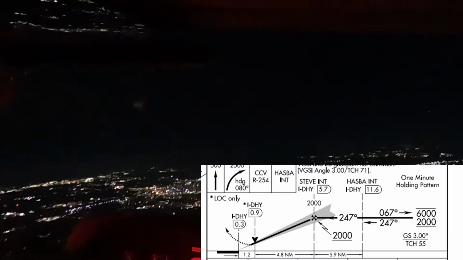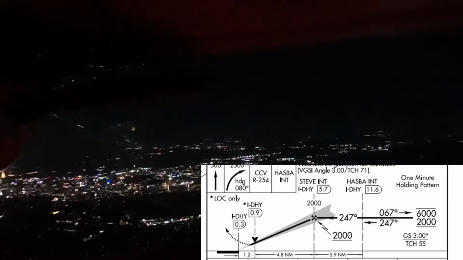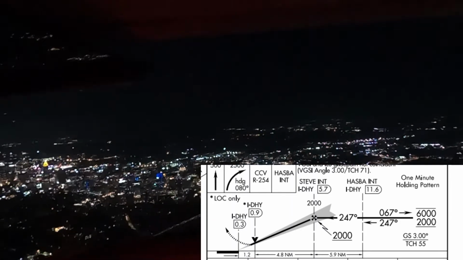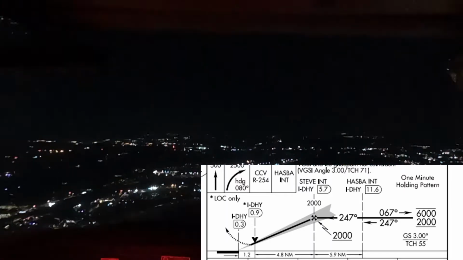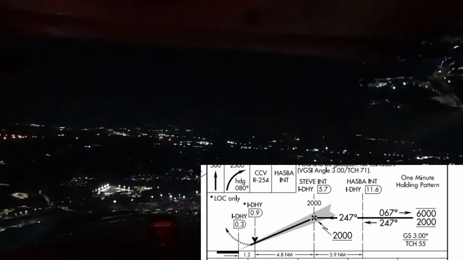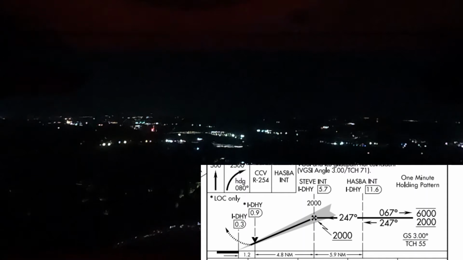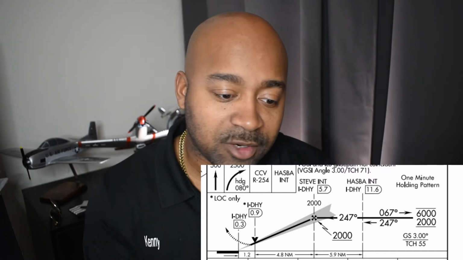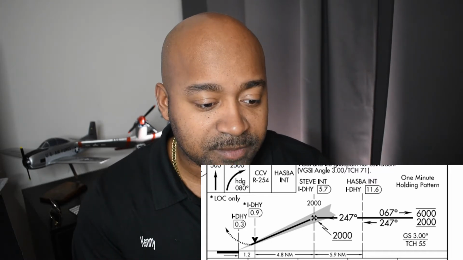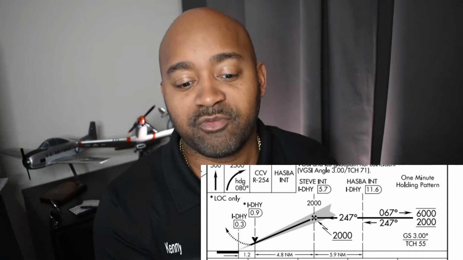In the profile view, it shows the different altitude restrictions coming in at 247. You have to be between 2,000 and 6,000. It shows the hold inbound of 247 and outbound of 067 from the vertical profile view as opposed to the plan view, but it still depicts where the hold's at. It shows you where your final approach fix is and where your glide slope intersect is right there at Steve. Shows the path that you should fly in order to follow the procedure.